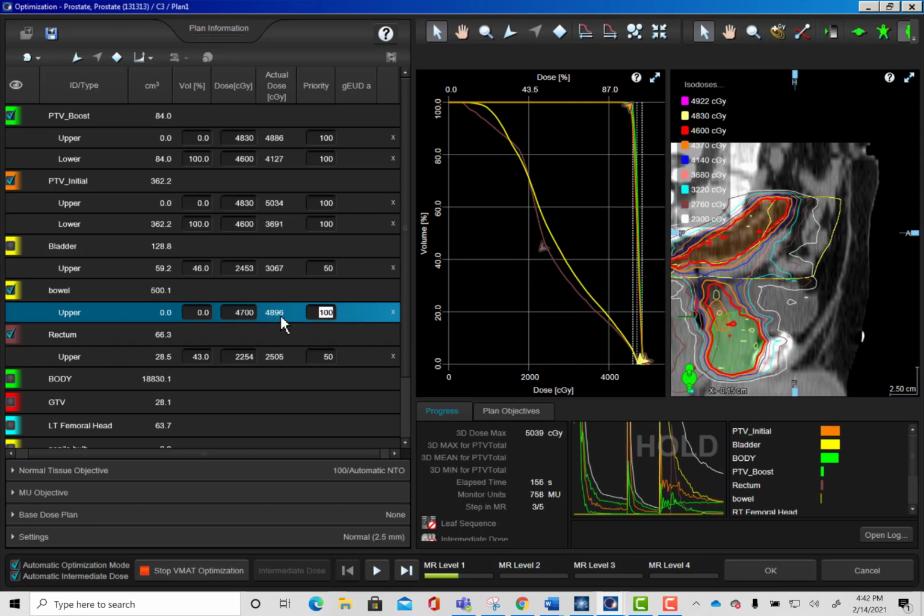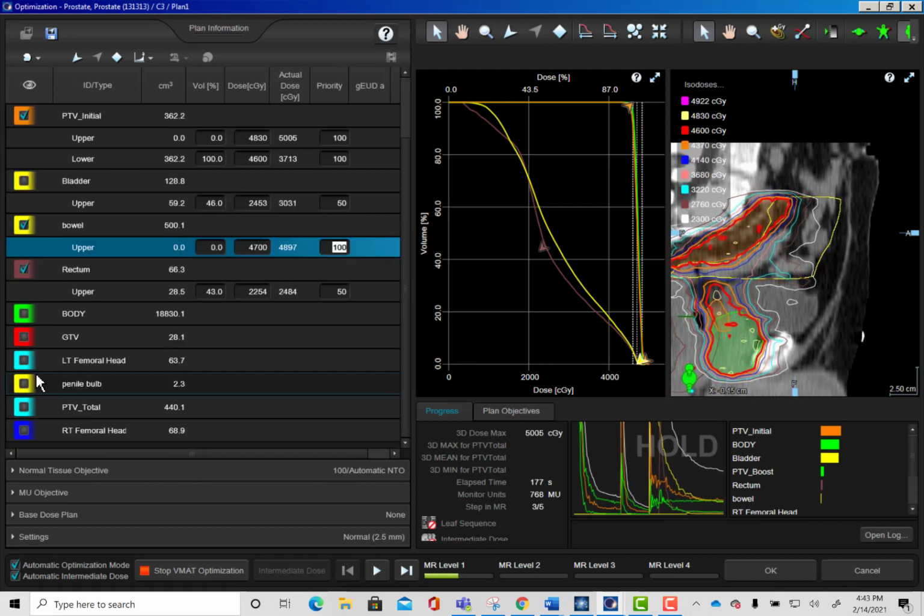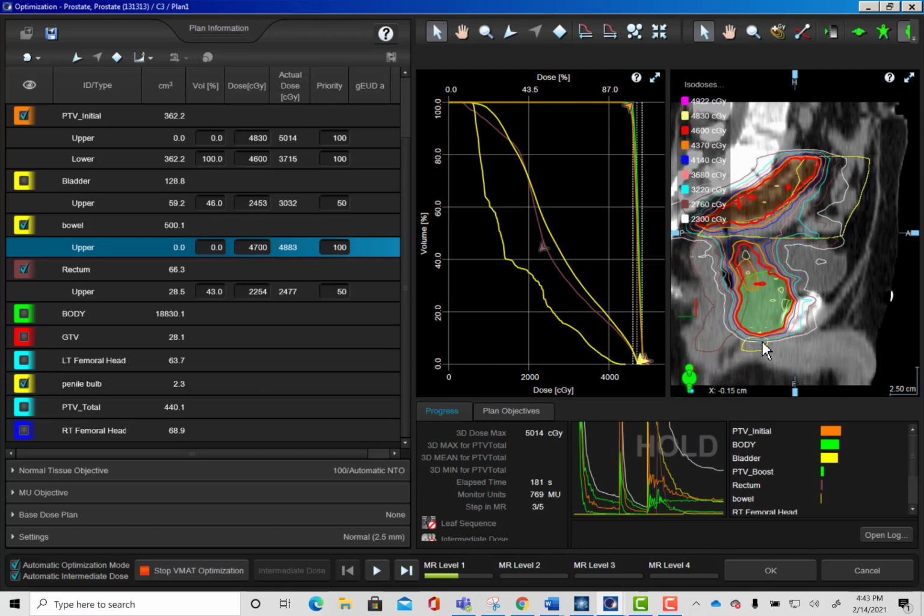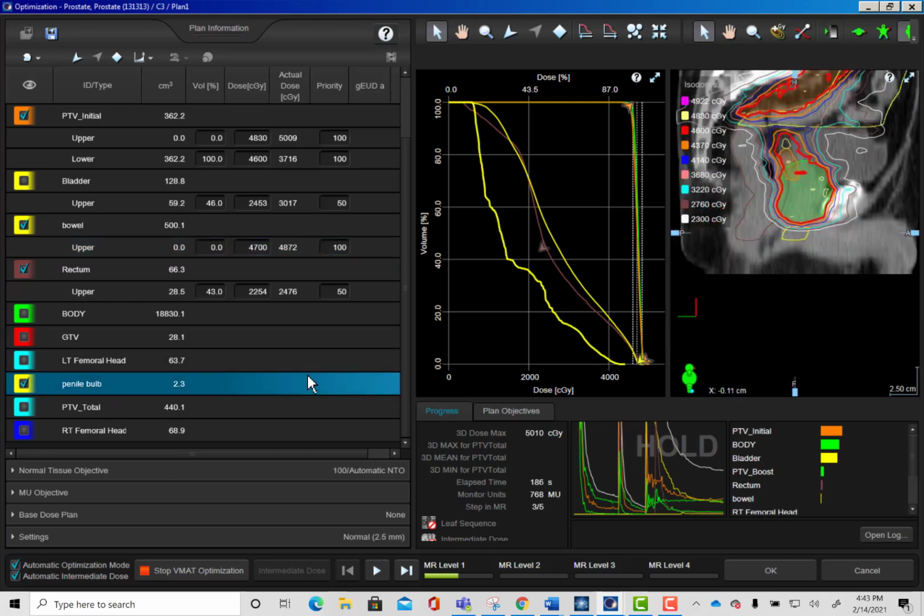You can see, we're at 49, so we're not meeting that constraint by any means, but look how low it is on our list right here. So it's working way harder on the body, bladder, and PTV than it is on that bowel. So I probably am gonna have to up that even more to get it to really focus on it and lower that dose a little bit, but we'll do that in a little bit. Penile bulb should be pretty good. It's well out of our field, so I'm actually not going to add anything on the penile bulb for this case.